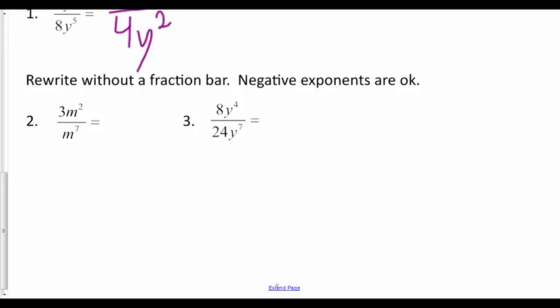And next I want to rewrite without a fraction bar. So negative exponents are okay. So I've got my 3 here, m squared over m to the 7th, 2 minus 7, m to the negative 5th.